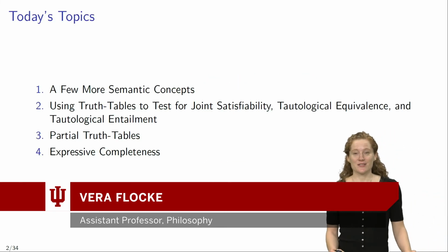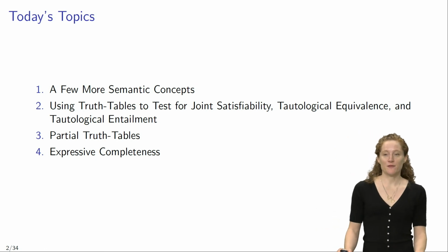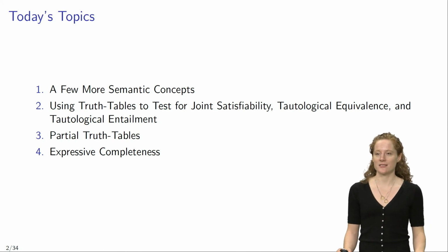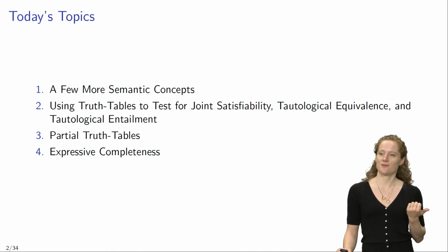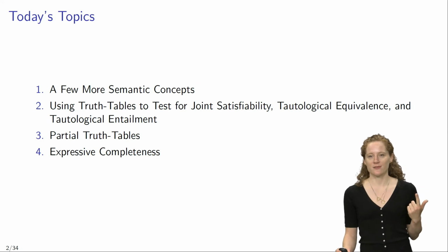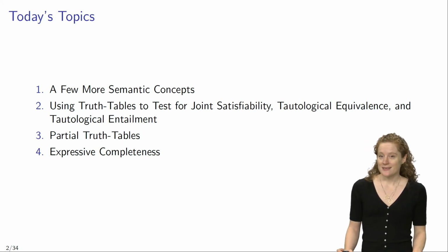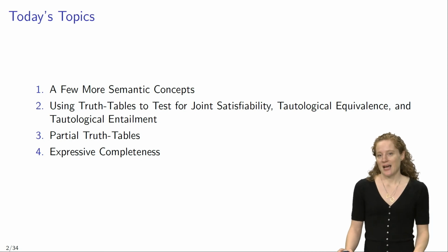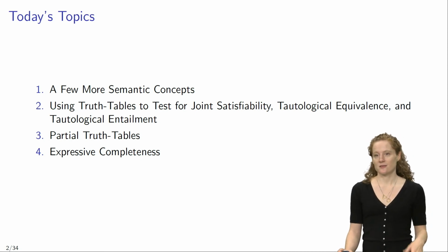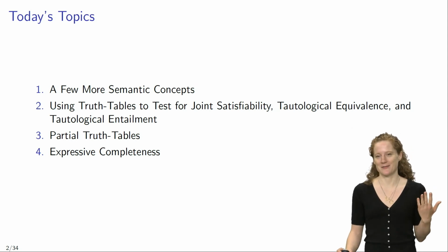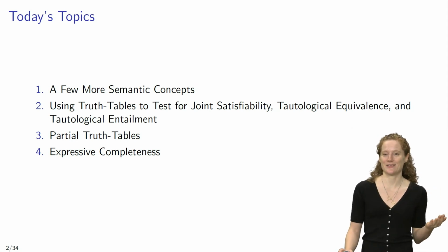Today we are going to start out by introducing a few more semantic concepts. In particular, three additional semantic concepts, which are joint satisfiability, tautological equivalence, and tautological entailment. In a second step, we are going to discuss how we can use truth tables to test for joint satisfiability, tautological equivalence, and tautological entailment.